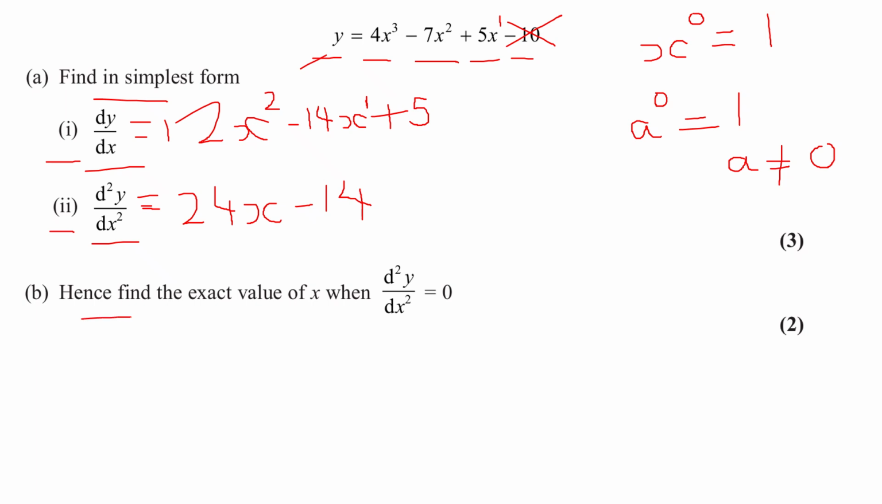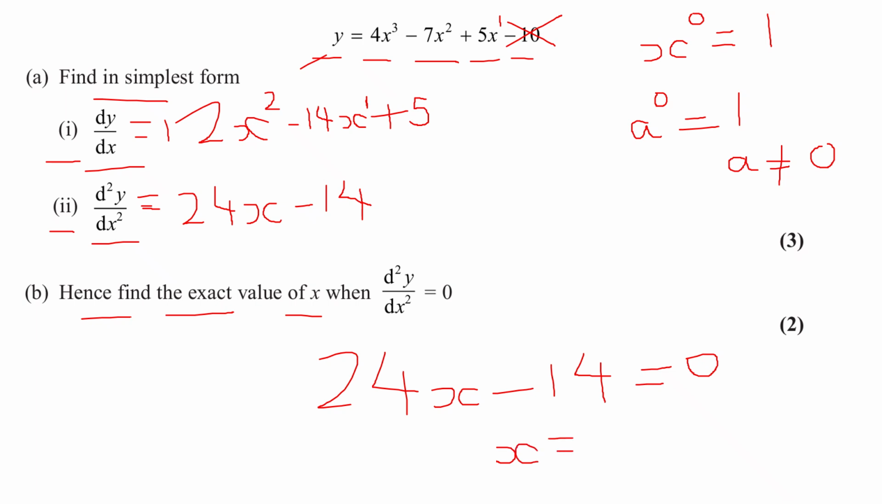Part B, hence find the exact value of x when d2y by dx squared equals 0. So I'm going to set this equal to 0 and solve the equation. You have 24x minus 14 is equal to 0. So we're going to add 14 to both sides and then divide through by 24. We get x is equal to 14/24. Or if you want to simplify it, you can. You don't have to, it doesn't say in the question. You can leave it as that, that's completely fine. If you do simplify it, you will get 7/12. So x equals 7/12 as your answer to part B.